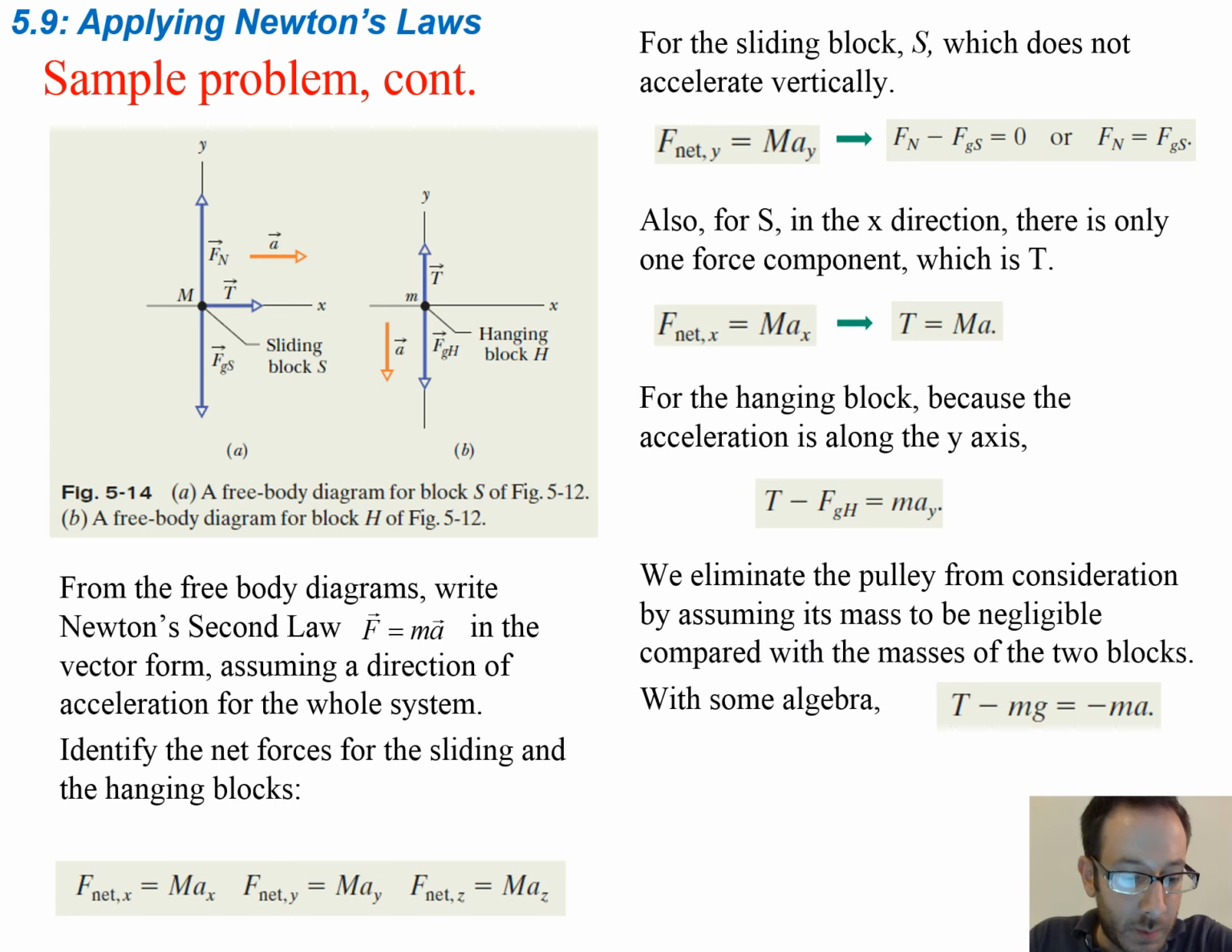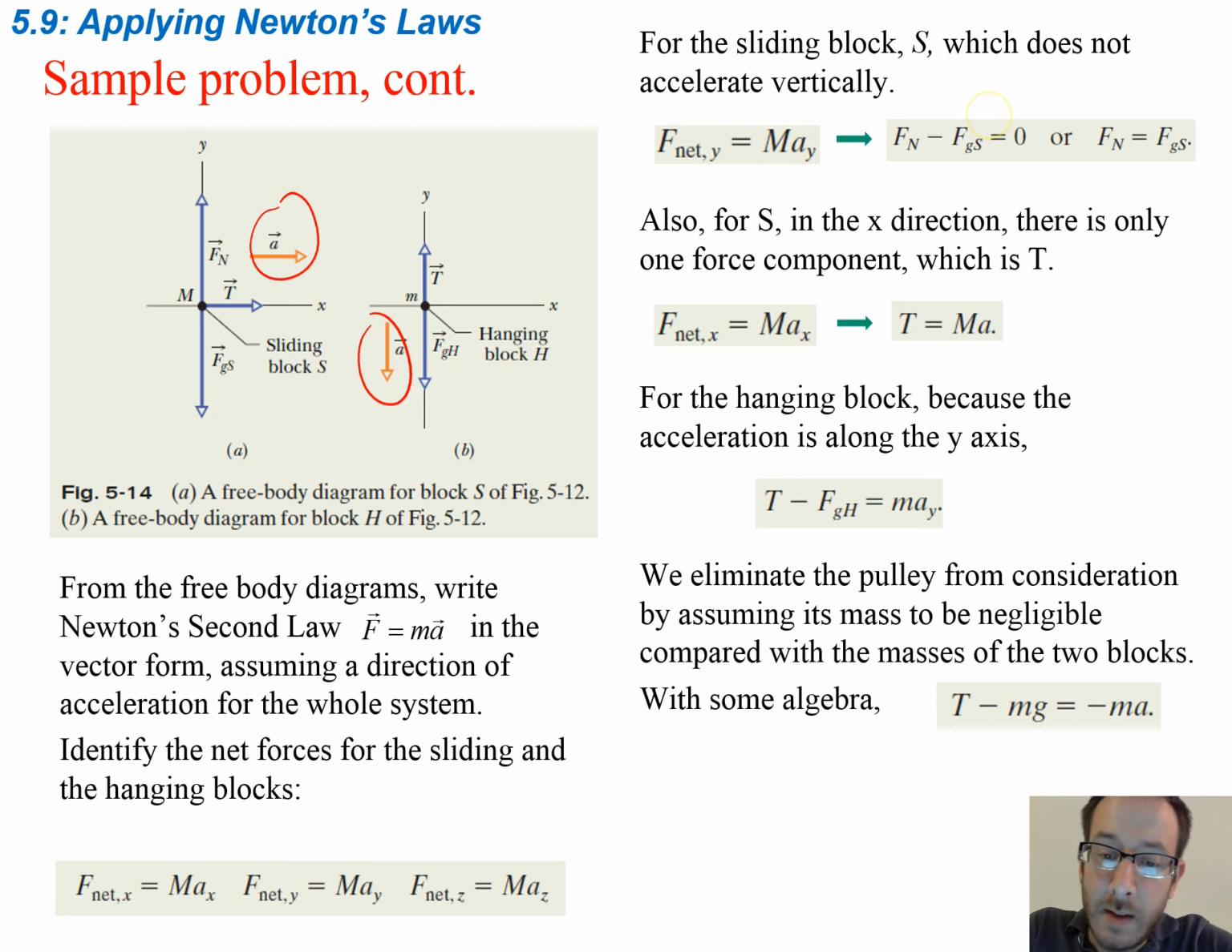So from the free body diagrams, we write Newton's second law in vector form, assuming a direction of acceleration for the whole system. So we're going to assume the acceleration is to the right and down, as shown here in our free body diagrams. Now identify the net forces for the sliding and the hanging block. So we need to look at the net forces in the x direction and the net forces in the y direction. For the sliding block, which does not accelerate vertically, we're going to look at each block separately. Our net force in the y direction is equal to big mass times the acceleration in the y direction.